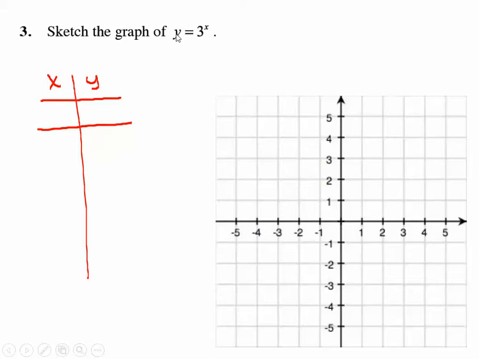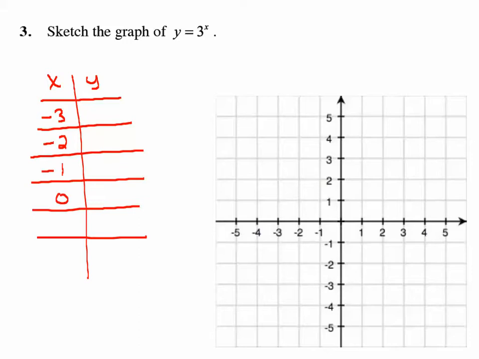Okay, so y is equal to 3 to the x. Here's what we're going to do. We're going to plug in negative 3, negative 2, negative 1, 0, 1, 2, 3, and just see what happens, to see if we can get a good enough graph. This one we should be able to do by hand.